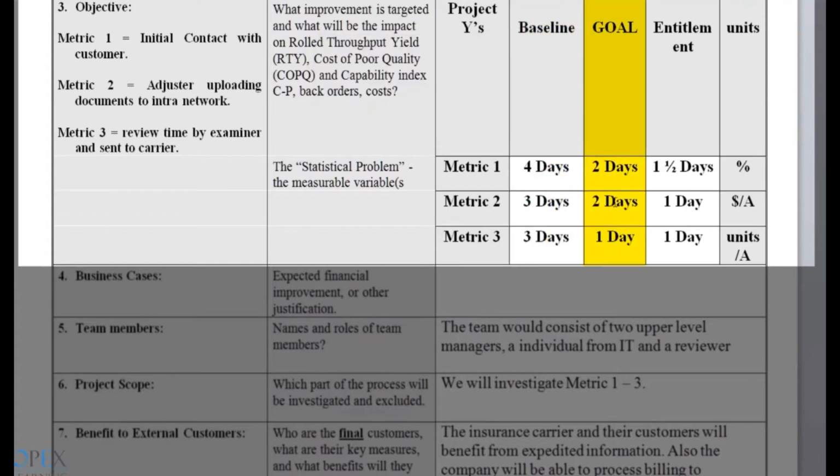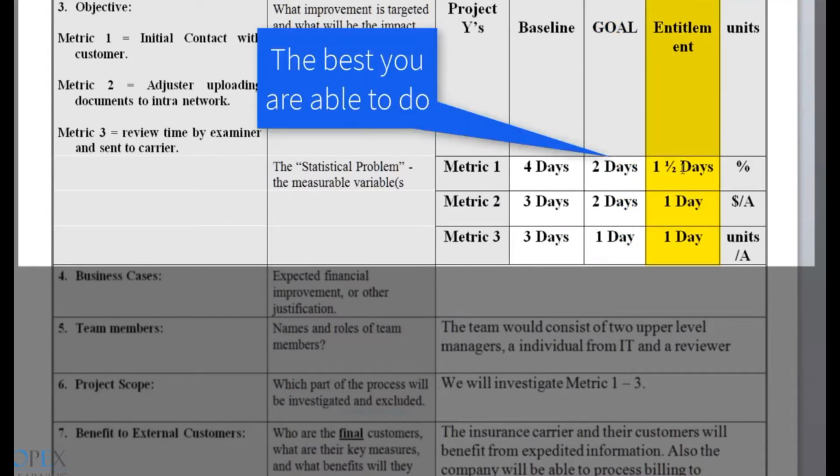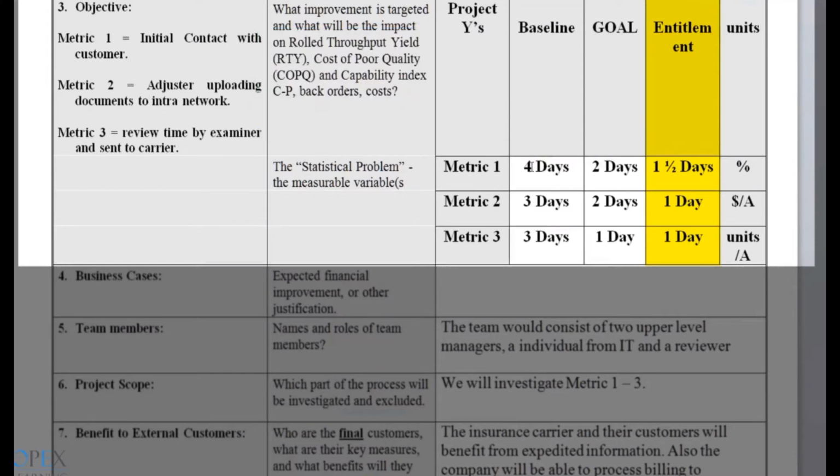And then you have your goal. And the goal is obviously where you want to be by the end of your project. And then again, you're looking at actual data and look at what was the best you were able to do. So in this case, what was the fastest we were able to process a claim? And here we say, hey, on average it takes us 4 days to process the claims, but best case is a day and a half.